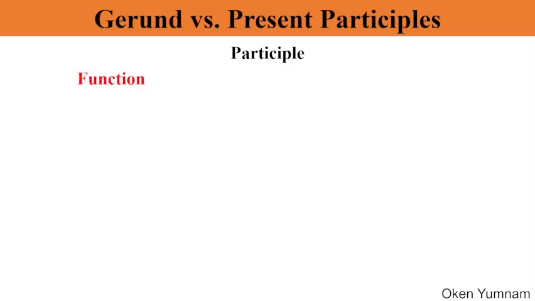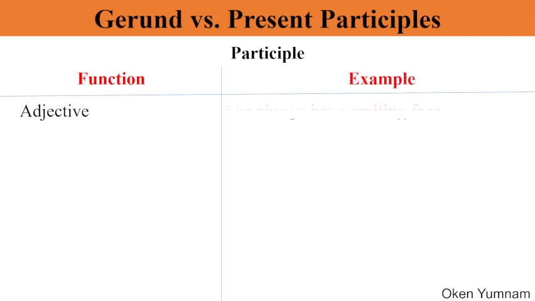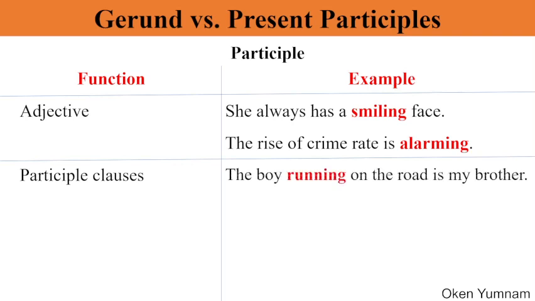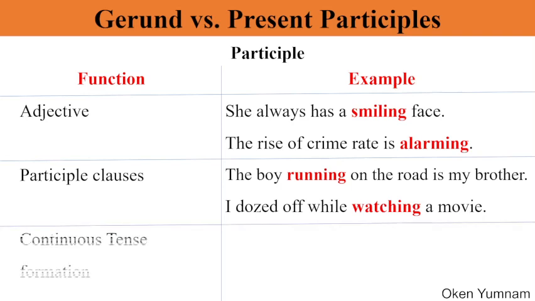Now let's come to participles. Participles, we know, mostly function as adjectives. See here examples. She always has a smiling face. A smiling face. The rise of crime rate is alarming. Alarming is an adjective, so it is a participle. Sometimes it functions as a participle clause. You see here, the boy running on the road. Which boy? The boy running on the road. So running is a participle. I doze off while watching a movie. So watching here is the beginning of a clause. So it is a participle clause.